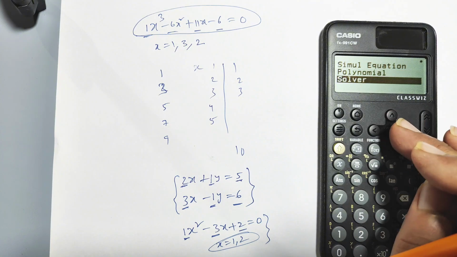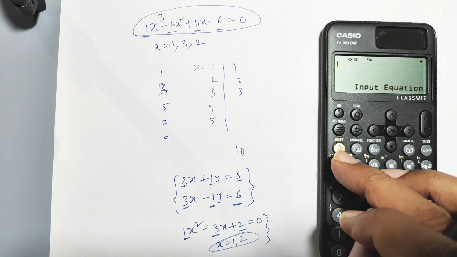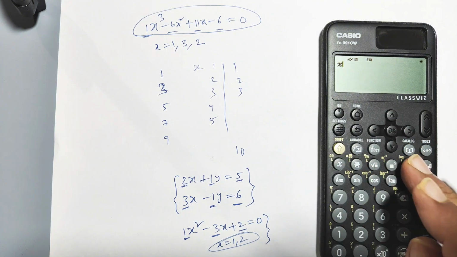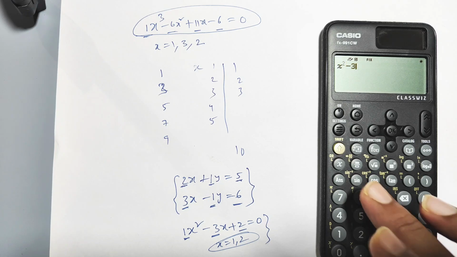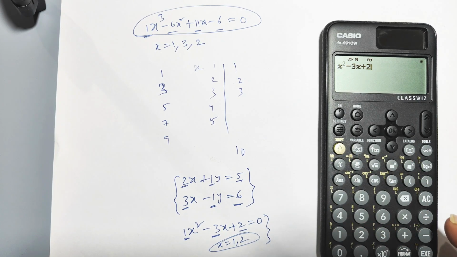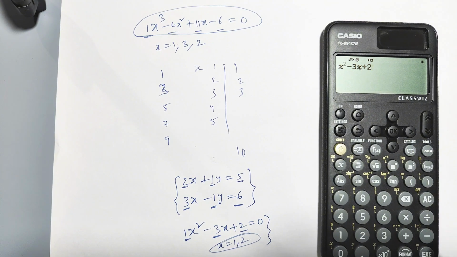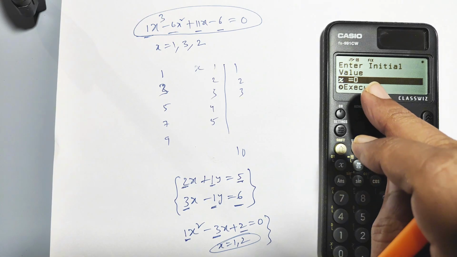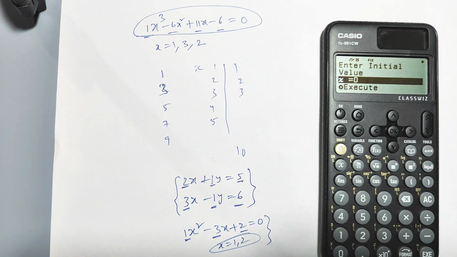And when it comes to solver, you press OK. You can give the equation itself directly. x square minus 3x plus 2 equal to 0. So where is this equal to symbol? When you press execute, it is asking for an initial value of x. So what is the initial value of x? Suppose I give the initial value as 1.5.